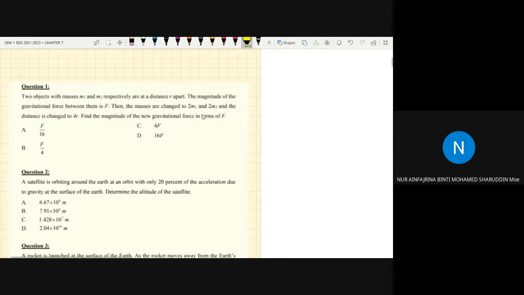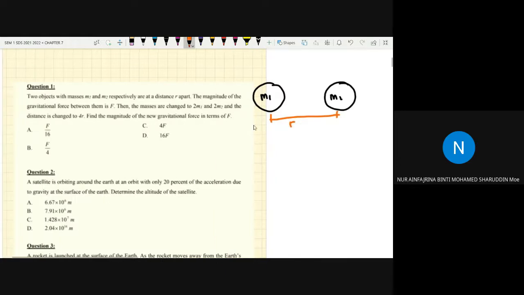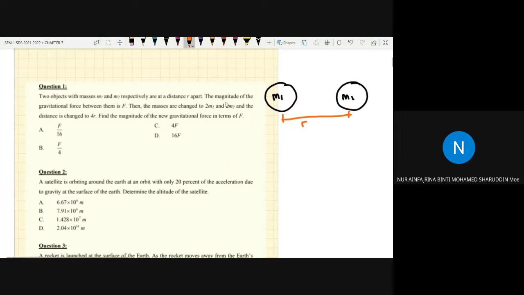Two objects with masses M1 and M2 are respectively at a distance R apart. Okay, so you have M1 and M2. Okay, distance dia adalah R. Dan dia dah cakap ada, the magnitude of the gravitational force between them is F. Dan kita tahu kalau formula gravitational force adalah G M1 M2 over R squared. Okay, so this is the first equation lah sebab dia cakap F kan. Okay, jadi this will be your first equation.